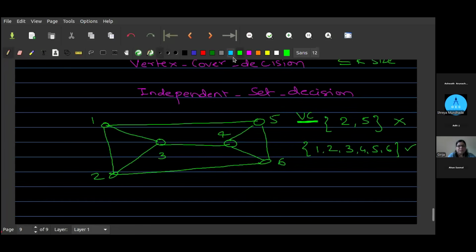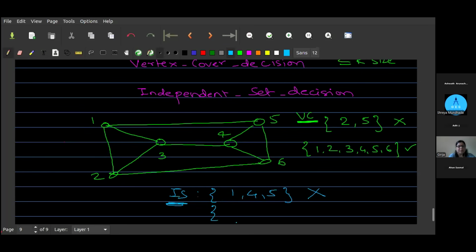Now, what is an independent set? It is similar to vertex cover, but it is a subset of vertices such that if you pick any pair in that chosen subset, there should not be an edge between them in the original graph. If I look at, say, 1, 4, 5, it is not an independent set because there is an edge between 4 and 5. In this chosen set, 1 and 4 don't have an edge, but 1 and 5 do, and 4 and 5 do. So this is not an independent set.